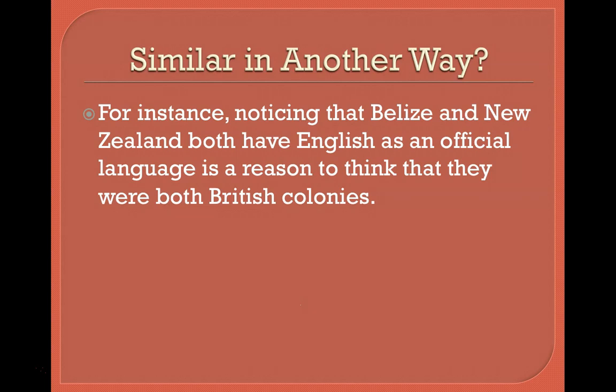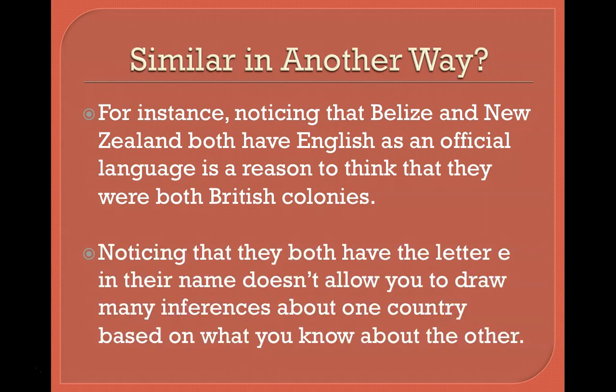For instance, noticing that Belize and New Zealand both have English as an official language is a reason to think that they were both British colonies. However, noticing that they both have the letter E in their name doesn't allow you to draw many inferences about one country based on what you know about the other.